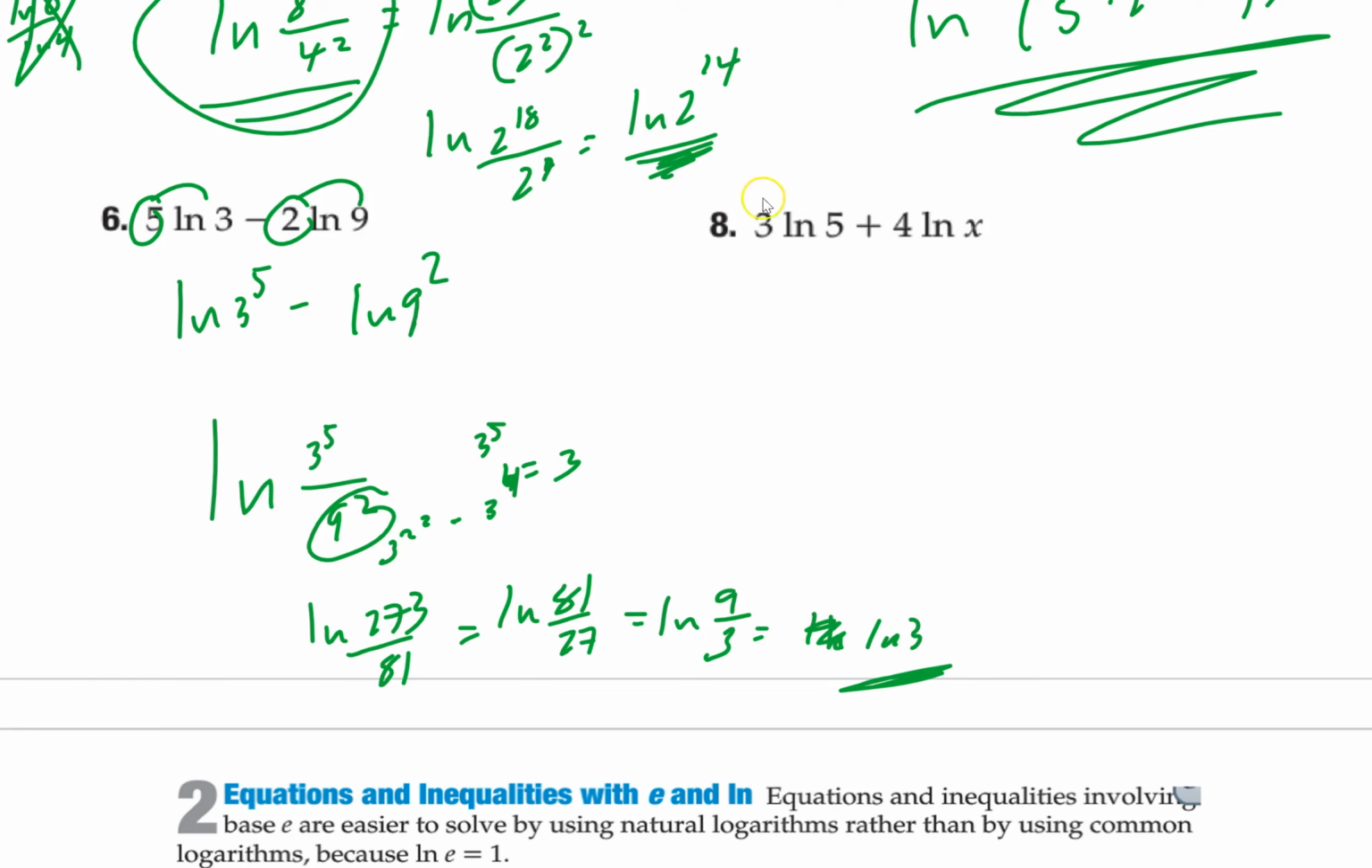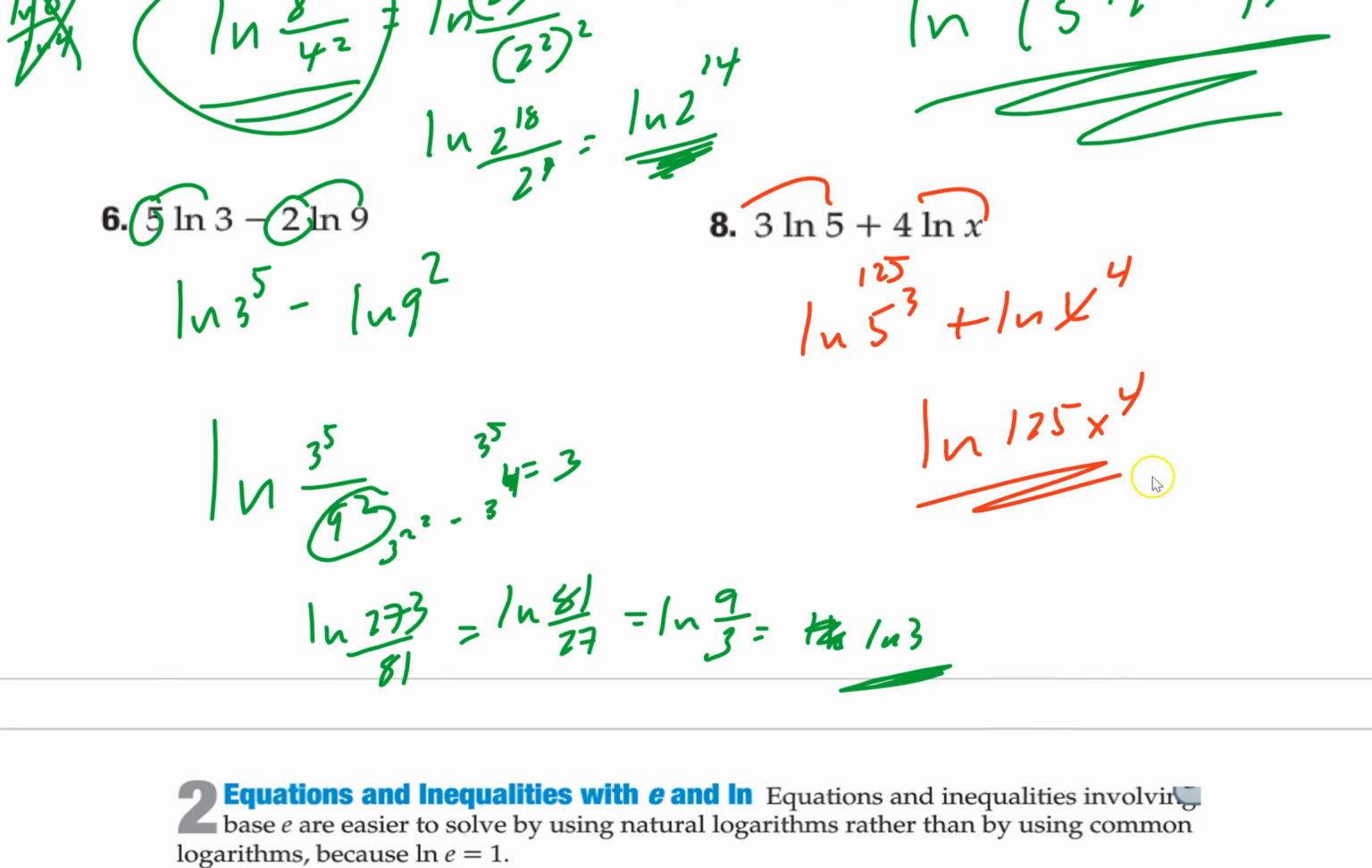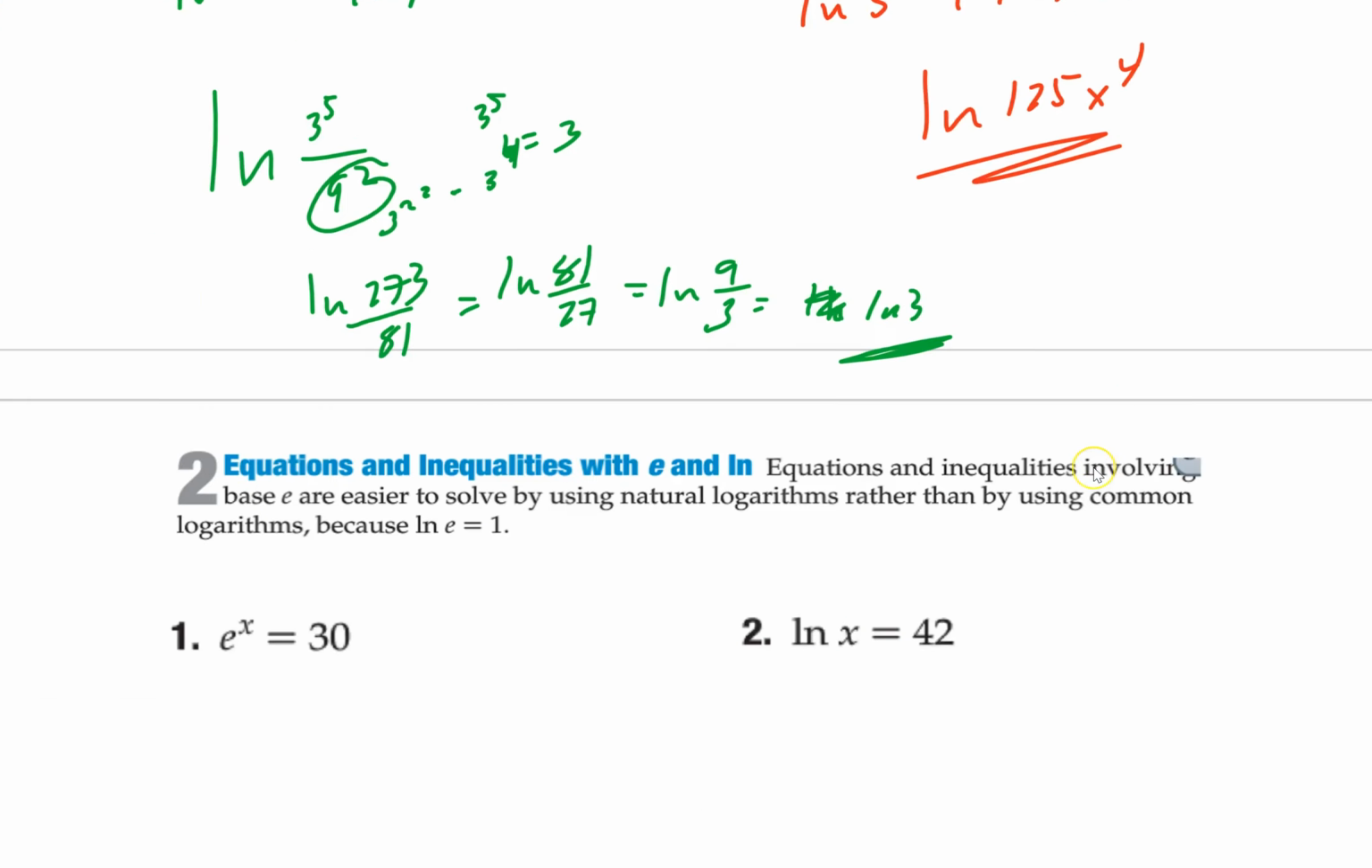Sitting here, right? Bring this to the top, bring that to the top. Natural log of 5 cubed, 125, plus natural log of x to the 4th. This is 125. Plus means multiply. Natural log of 125 times x to the 4th. Done. Right, so now that we practiced condensing, because remember when we solve, now that we practiced condensing, let's practice some solving.